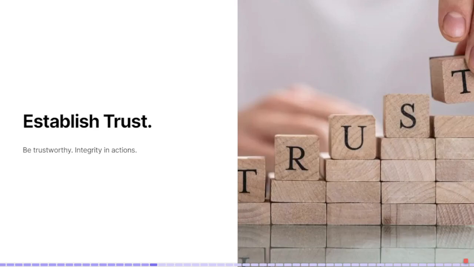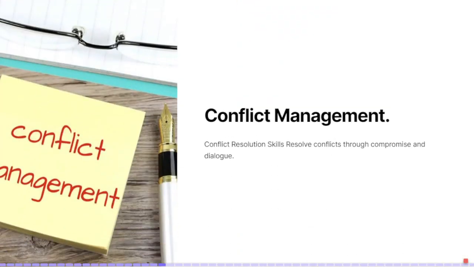Next, we build trust. How do we build trust? We ourselves should be reliable, consistent, and honest. So we demonstrate integrity in our actions. Next is understand and manage conflict. We develop conflict resolution skills. We address conflicts constructively, dapat through compromise and dialogue.